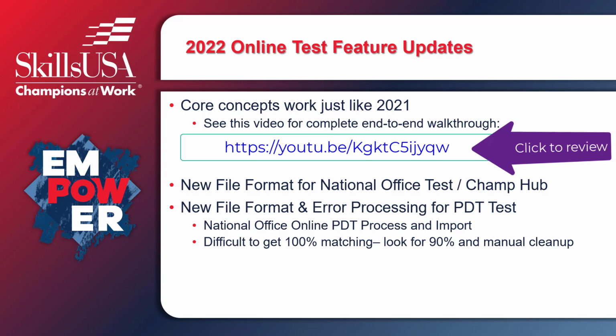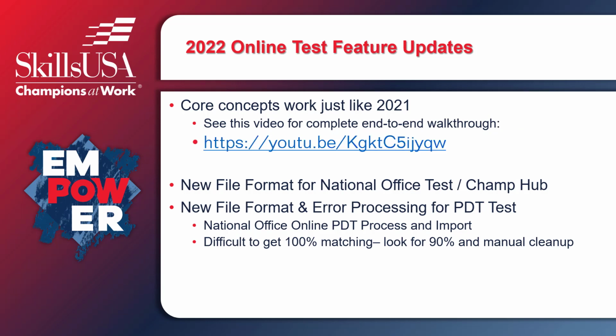The main difference for 2022 is that there's a new file format from the national office for their national online test platform. It used to be called Championships Hub. That is a new file format that you'll get in the Excel files. We also had a similar file format change and some enhanced error processing around the professional development test, or the PDT test. So there are some new features there that we want to talk through as well.